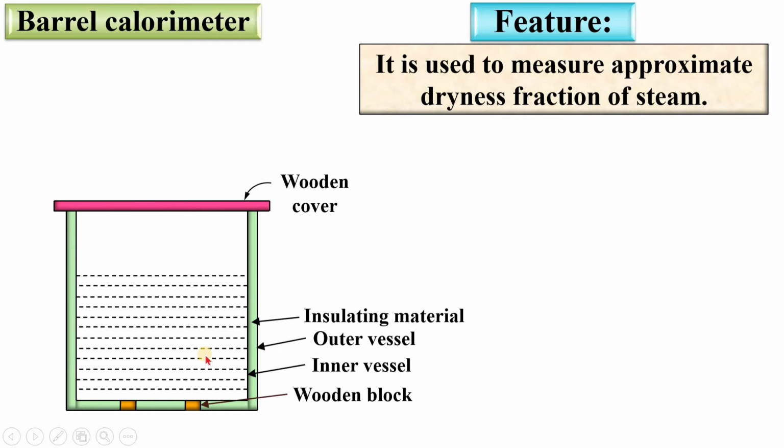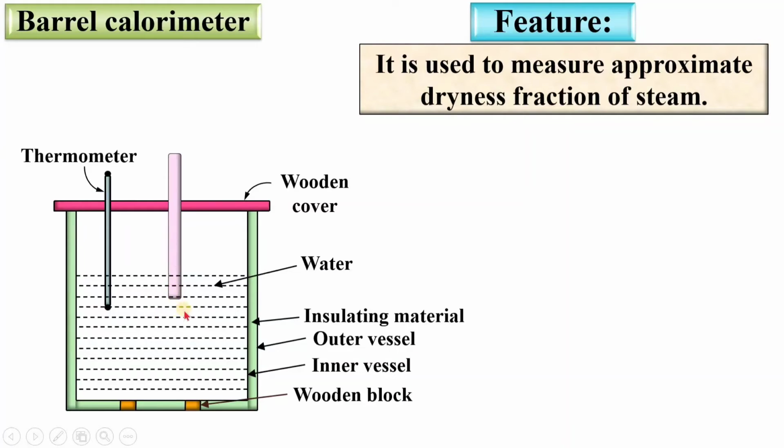Initially it is partially filled by water. There is a thermometer inside the barrel calorimeter to measure the temperature of the water. So this is thermometer. Next, this is the sampling pipe, and here it is the perforated portion of the end of the sample pipe.